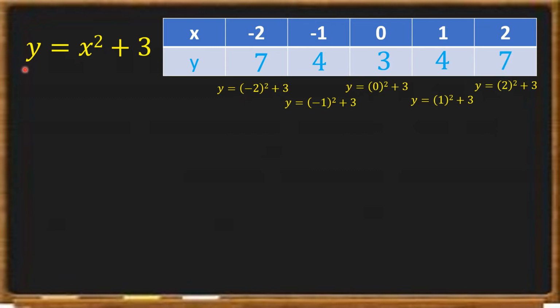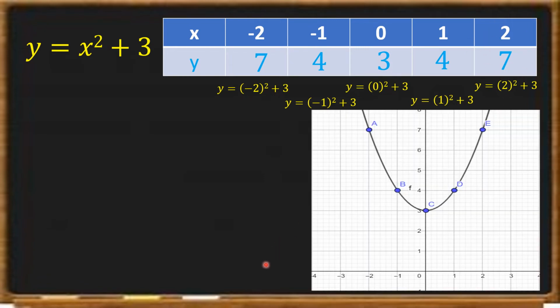So we just follow the quadratic function here, so that this quadratic function will represent a table, and this table will give the 5 points here: negative 2, 7; negative 1, 4; 0, 3; 1, 4; and 2, 7. These are the 5 points in graphing. So, ito na po yun. Negative 2, 7, negative 1, 4, 0, 3, 1, 4, and 2, 7.